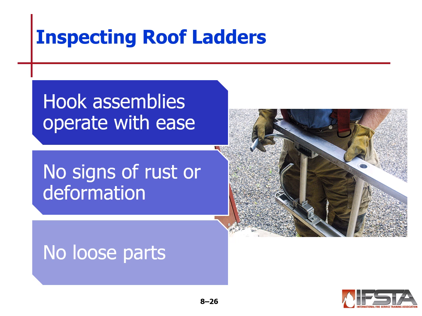Next on our list is roof ladders. With roof ladders, we're going to inspect the very same things that we have with the other ladders, but more specifically, we are now looking at the hook assembly. We want to make sure that the hook assembly works freely, easily, and locks in place, and it stays locked in place. We're also looking that there's no signs of rust or deformities, and that there's no loose parts in the system.